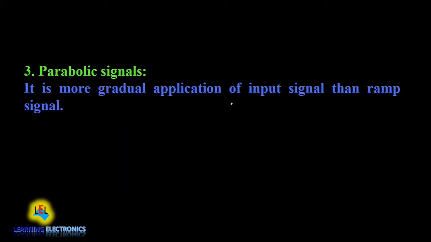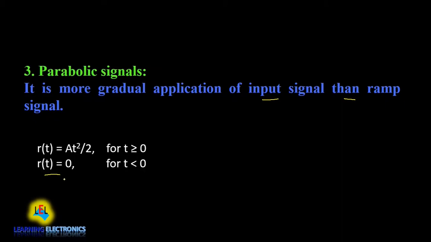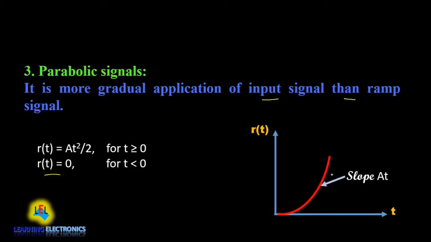It is a more gradual application of input signal than the ramp signal. So mathematically it is represented like this: r(t) is equal to at square by 2 for t greater than or equal to 0, and r(t) is equal to 0 for t smaller than 0. Okay. So this signal also exists for the values of time which are greater than or equal to 0, and for the values of time which are smaller than 0, this signal will not exist, meaning r(t) will be equal to 0. So graphically it is represented like this. This is a parabolic signal.